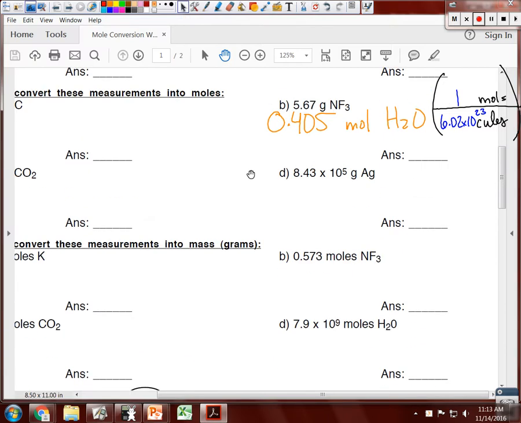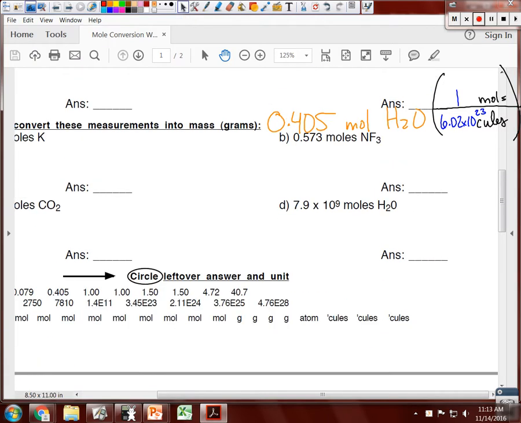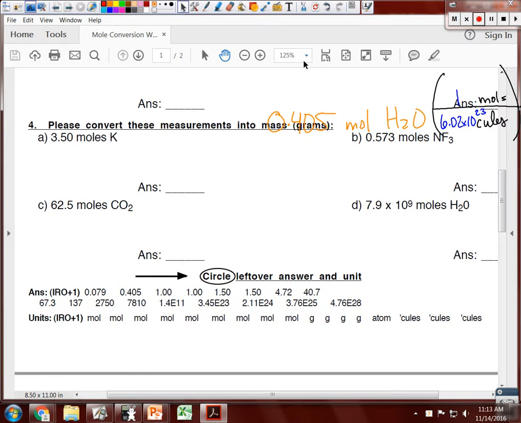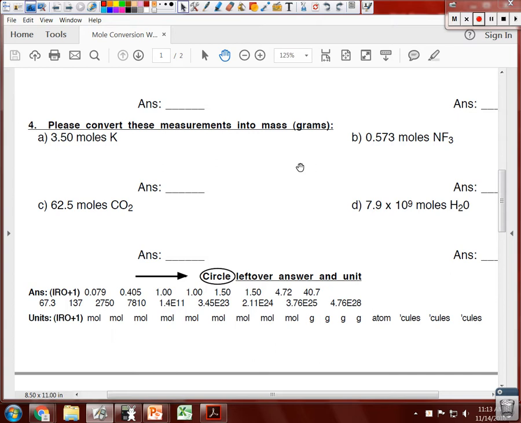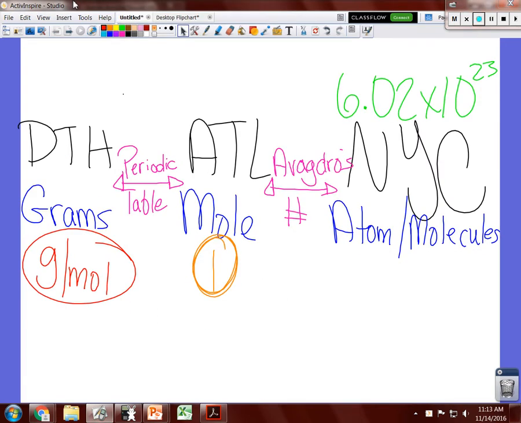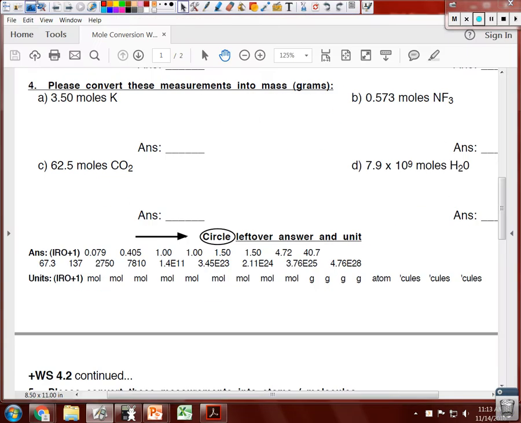All right, so let's scroll down and let's look at number 4. Did we do any of these? No? All right, good deal. So let's look at 4A. So this time we want to convert moles into grams. So my first question is, can I do that in one step? Can you go from moles to grams in one step? Yes, you can go from moles to grams in one step. So let's look at this.